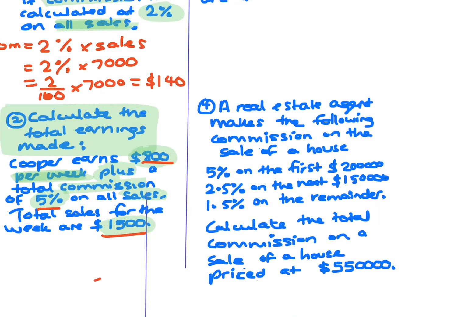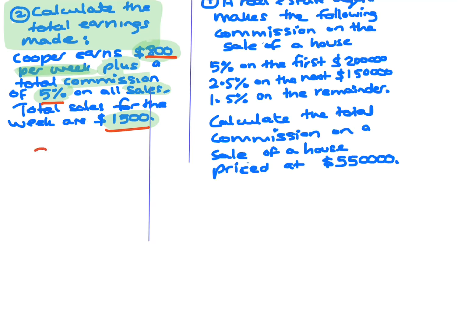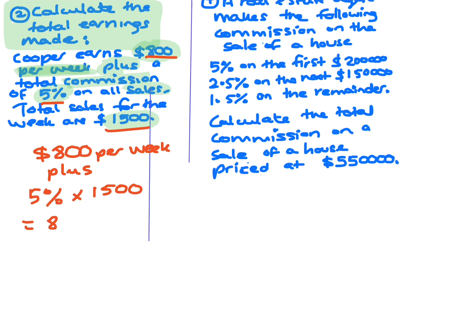So if we take a look at that, when you're setting out, you're going to earn $800 per week, plus 5% times the sales. Now the sales are 1,500. So it's 800 plus, now let's work out the 5%, or the commission. When you work out the commission, you get $75.